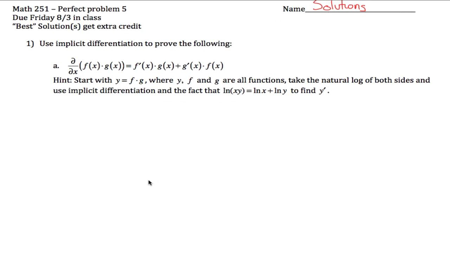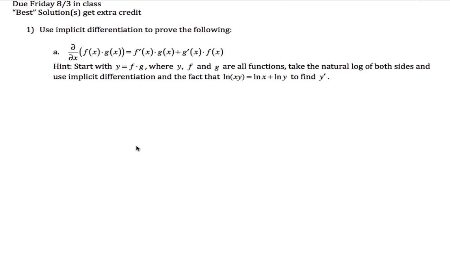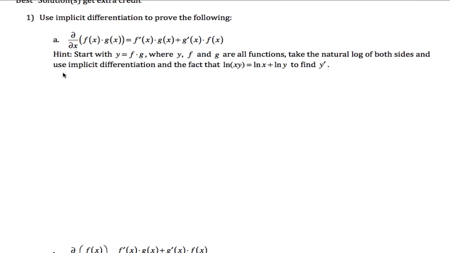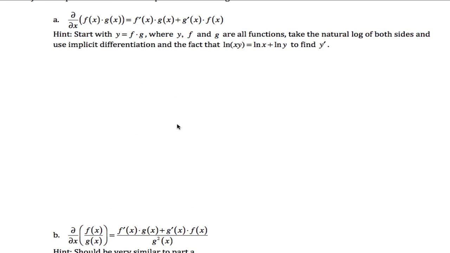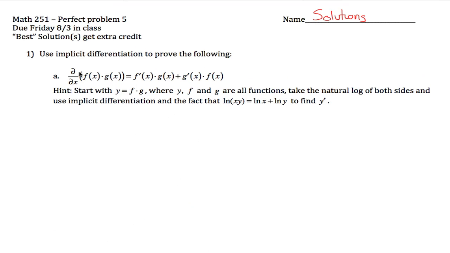Alright, here are solutions for perfect problem 5 from Math 251. What we're going to use is implicit differentiation a bunch of times, 5 times I think, to prove various facts. So the first one here is kind of saying prove the product rule. It's writing out the product rule really explicitly here, saying the derivative of f of x times g of x is f prime of x times, okay, all this stuff.